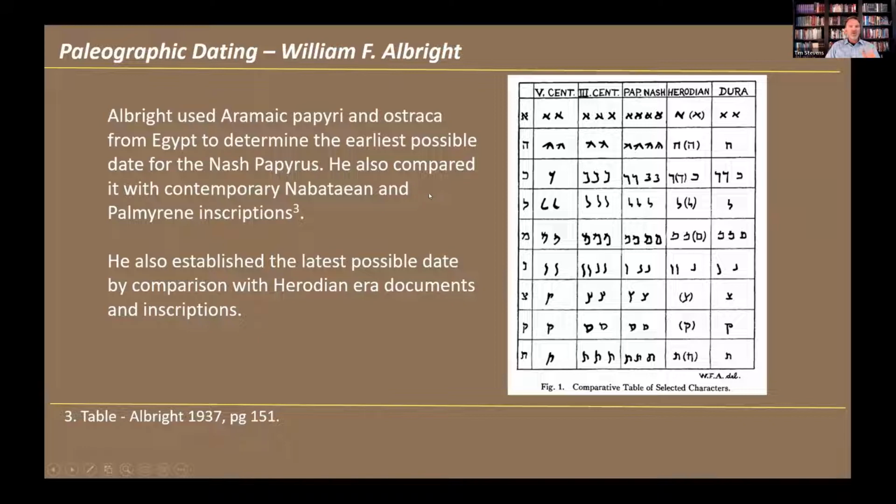He also compared it with contemporary Nabatean and Palmyrene inscriptions. So we all know about Palmyra, and there's inscriptions there, and those inscriptions were used to help date the Nash papyrus and ultimately the Dead Sea Scrolls. He also established the latest possible date by comparison with Herodian era documents and inscriptions. And so again, that forms the next two columns of his table here. And you can see that the Nash papyrus falls right in the middle.